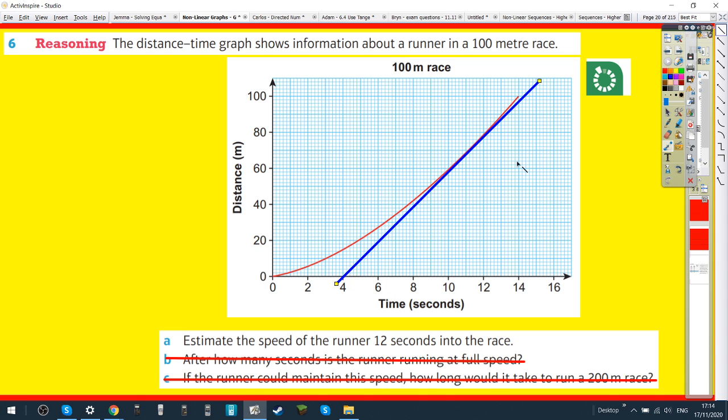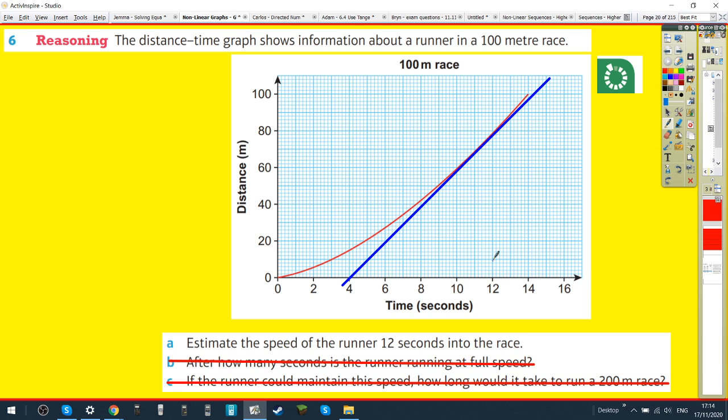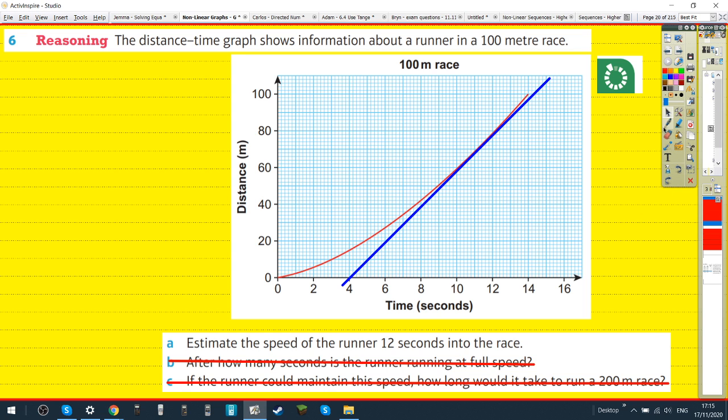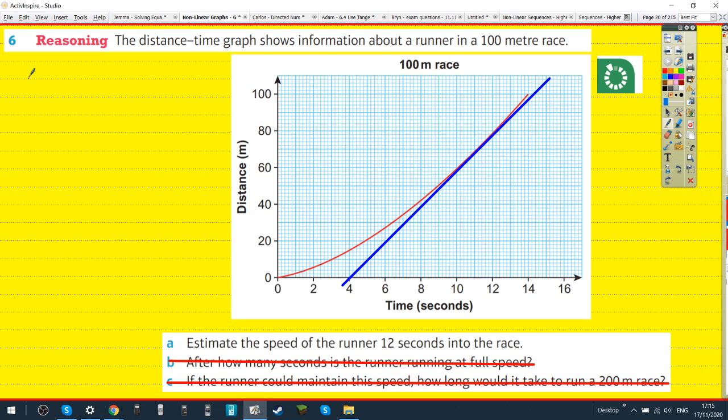Okay. So what does it look like? It looks like 78, 79. So what's the rise? What's the run? The rise is 8. That's the run.